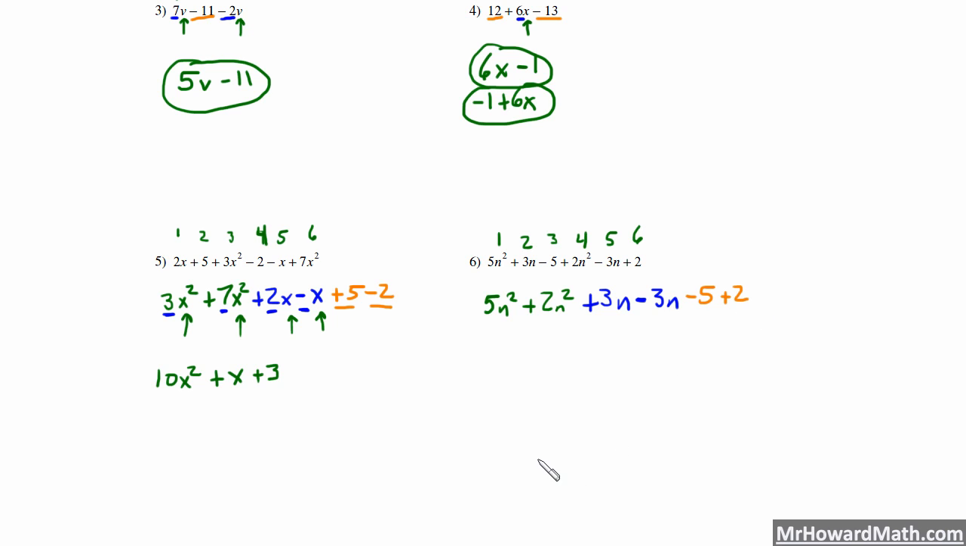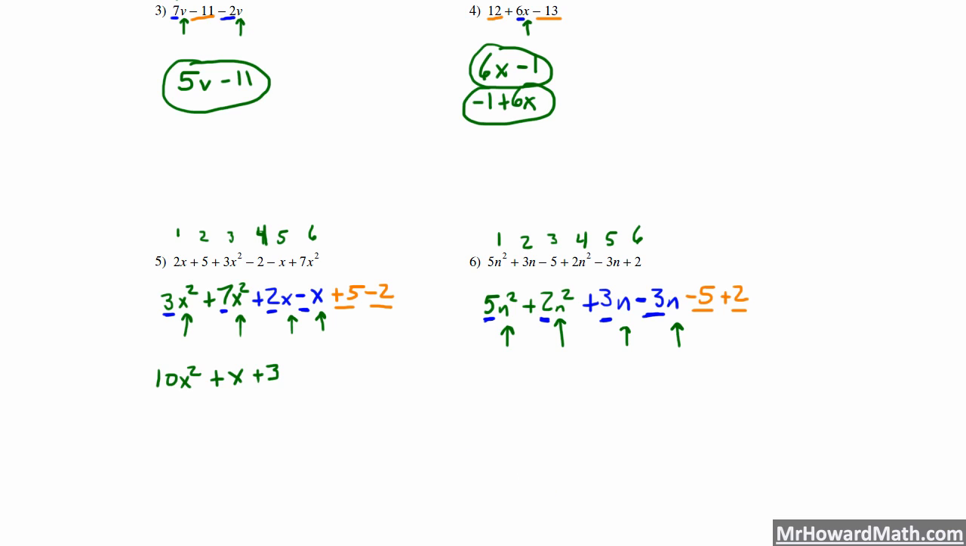All right. Okay, next let's identify our coefficients. We were asked to do that. So we have a 5 as a coefficient there, a 2 as a coefficient in front of that n squared term. We have a 3 as a coefficient in front of that n term, and a negative 3 as the coefficient in front of that n term. Okay, and then finally our constants, negative 5 and 2. All right, and now variables. So we have n, the only variable used in this expression is n.